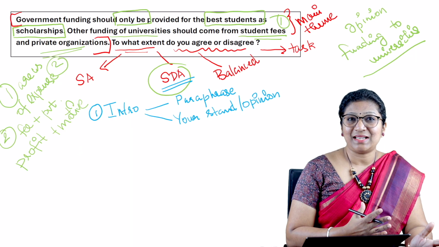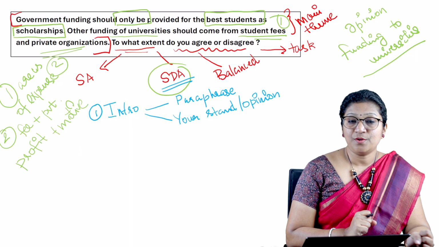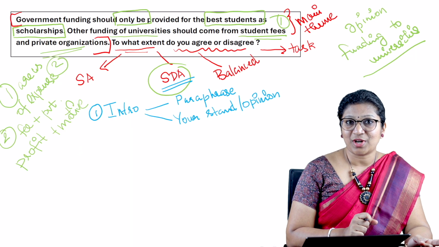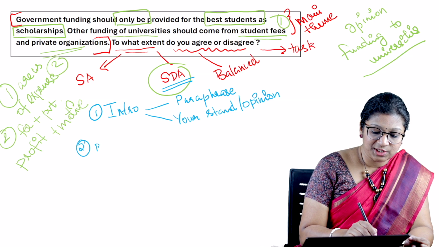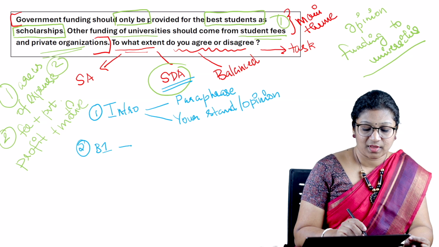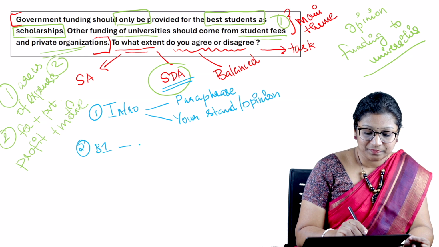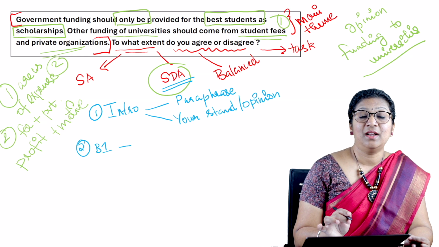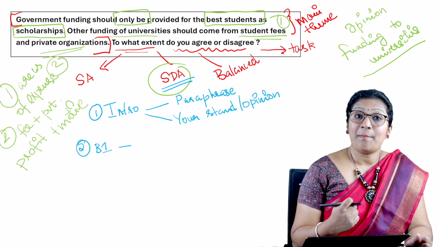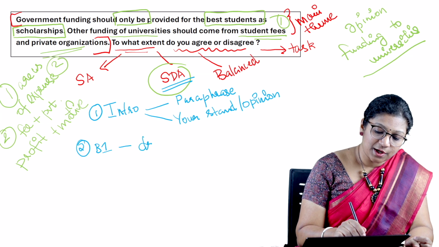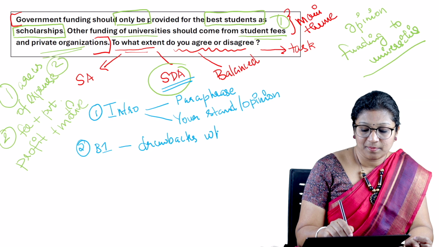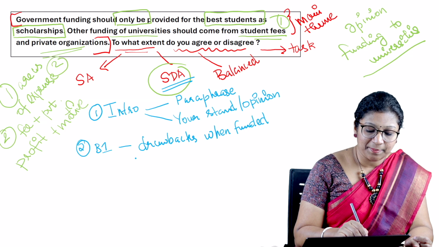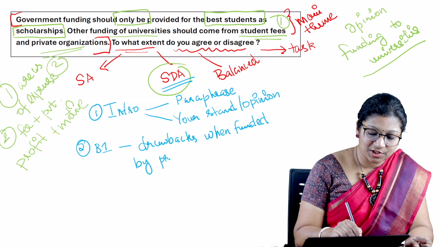And because I fully disagree with the idea of using funds from private organizations to run universities, my first body paragraph will talk about why not, okay? Or how harmful, or what are the drawbacks. So I'm going to talk about the drawbacks when funded by private organizations.